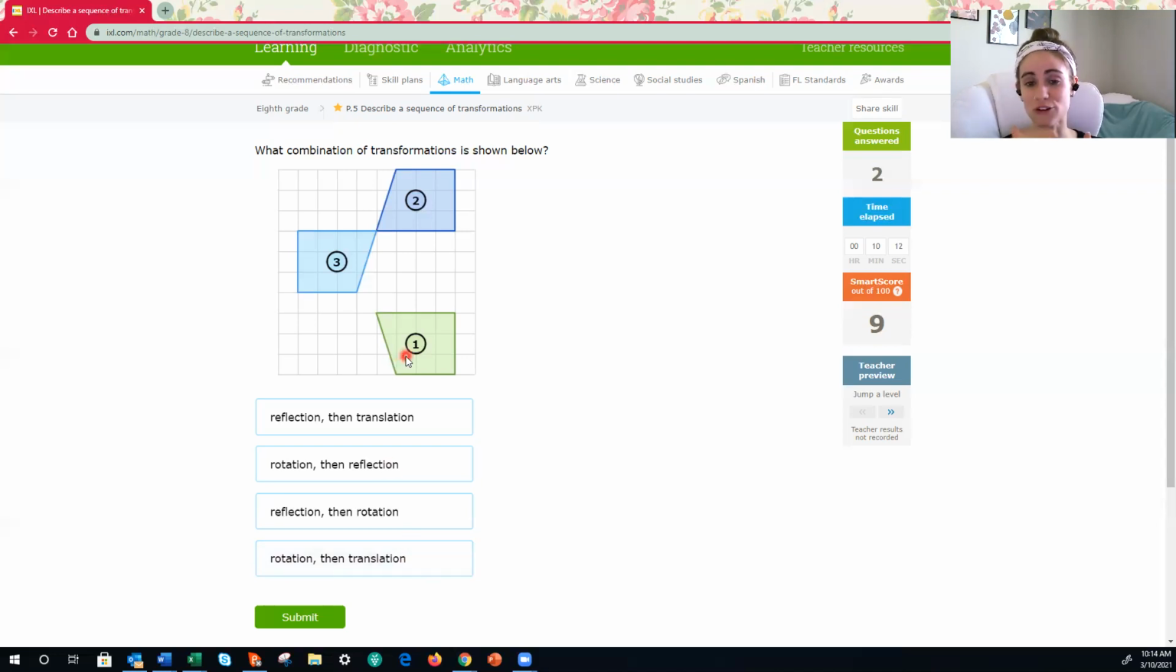All right, we're first going to look from 1 to 2. So the green to the dark blue. How did that transform? Remember, our 3 options so far for transformations are a translation, so it slides, a reflection, so it's flipped, a mirror image, or a rotation, so a turn.